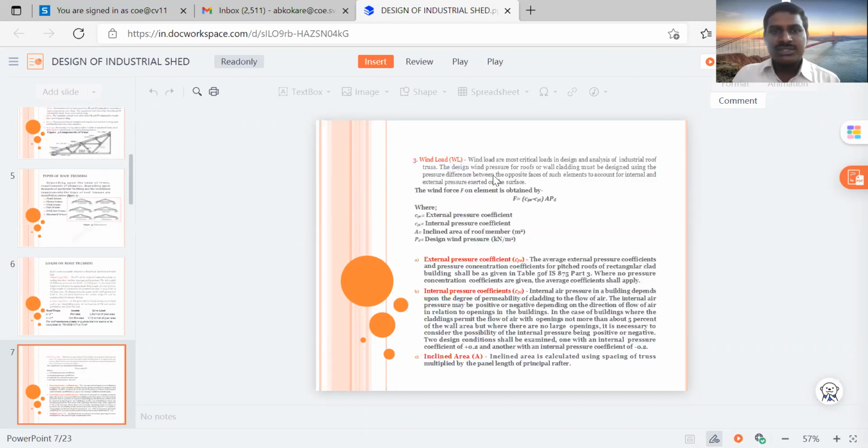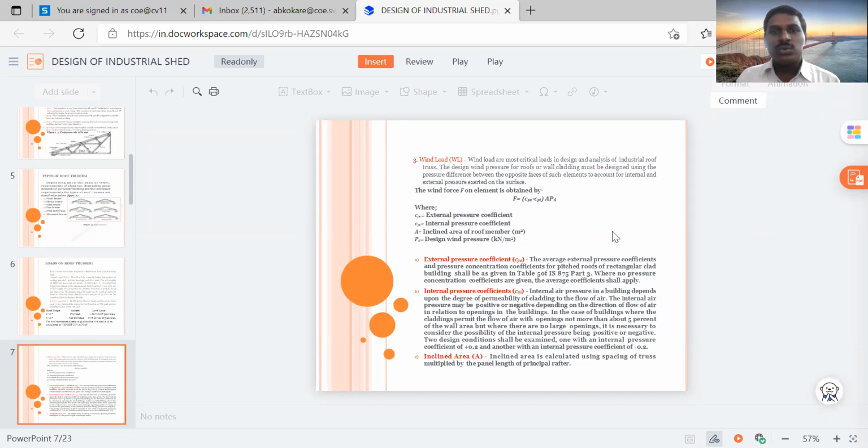So then next is the wind load calculation. A very important part of the design of a roof truss or industrial shed is the wind load. The largest amount of load acting on the roof truss is the wind load. Because you have seen many industries, not visited, but seen from the outer side, the length and width of such a building is very large. So tremendous wind pressure acts on the roof covering area.